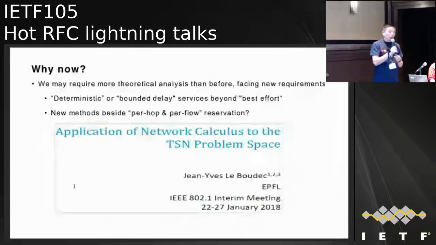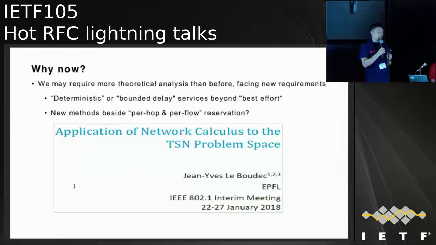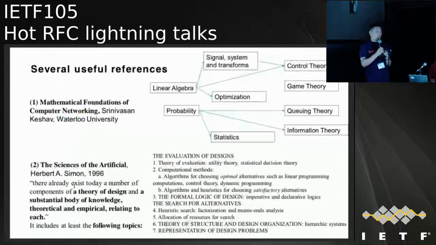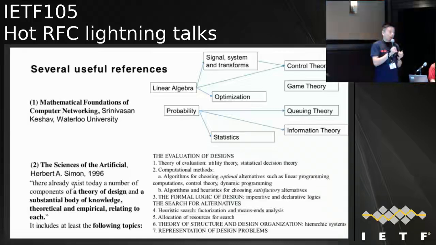So why now? Now we are facing some new requirements such as deterministic and bounded delay services, so we may require more theoretical analysis than before. There's an example in IEEE. They proposed to apply network calculus, a kind of queuing theory, to the time-sensitive networking problem. So there are several useful references. On one hand are the mathematical foundations and tools, and on the other hand is the theory of design.